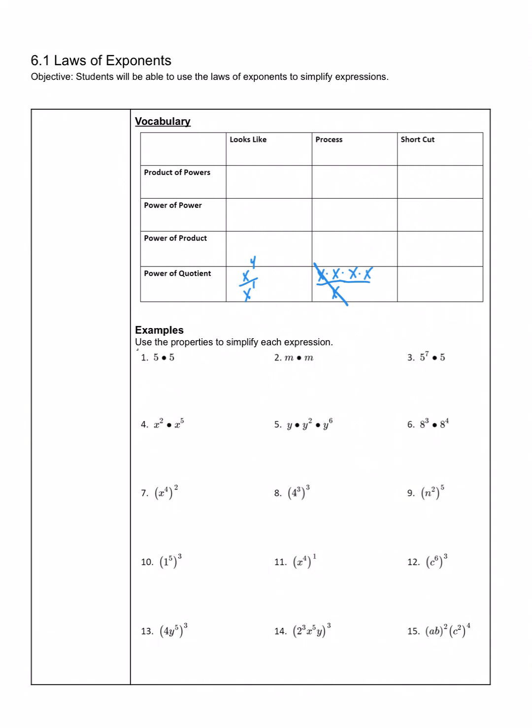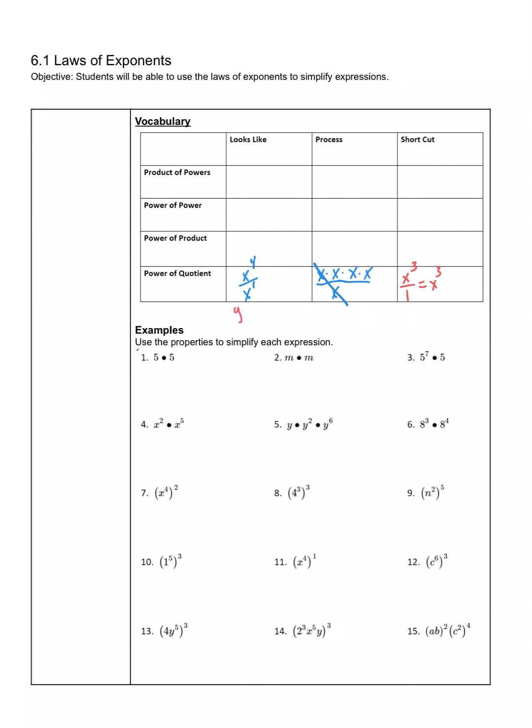So then what's left? I have 3 x's, and they're all on top. If there were to be any x left on the bottom, I'd put them down here, but I actually have none left. I could always put a 1, or I could just say x to the third. And let's look at another example just to make sure on this one.